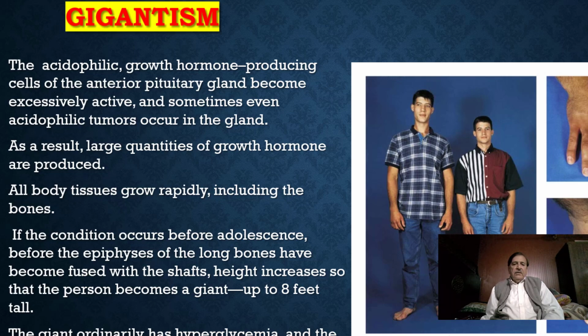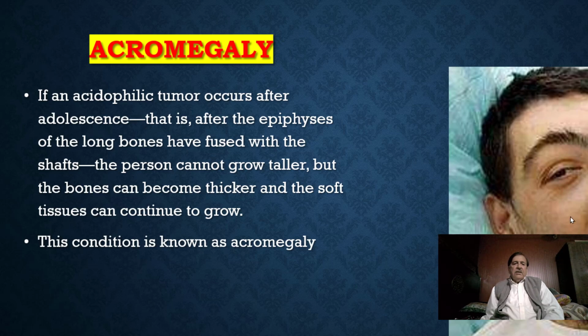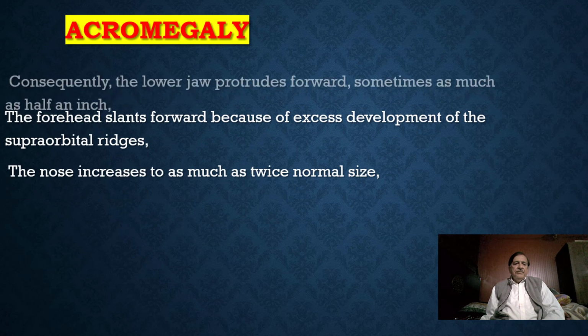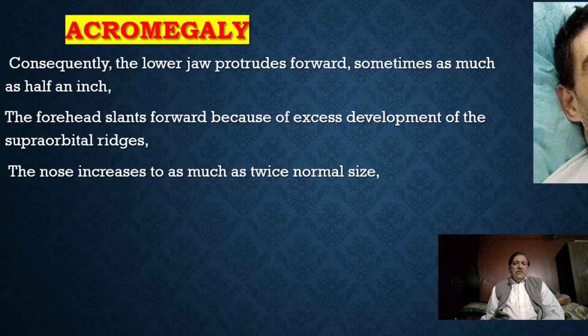And the beta cells of the islets of Langerhans in the pancreas are prone to degenerate because they become overactive due to hyperglycemia. Acromegaly. If an acidophilic tumor occurs after adolescence, that is, after the epiphyses of the long bones have fused with the shafts, the person cannot grow taller, but the bones can become thicker and the soft tissue can continue to grow. This condition is known as acromegaly. Enlargement is especially marked in the bones of the hands and feet and membranous bones, including the cranium and nose, bosses of the forehead, supraorbital ridges, lower jaw bone, and protrusion of the vertebrae because their growth does not cease at adolescence. Consequently, the lower jaw protrudes forward, sometimes as much as half an inch.